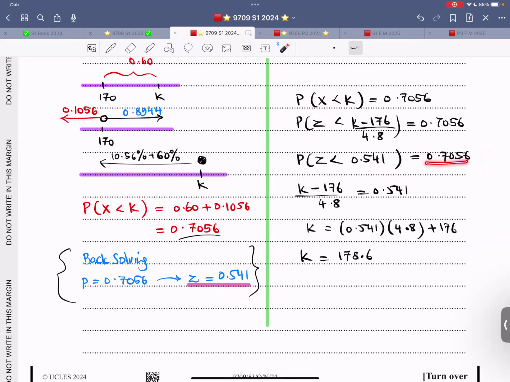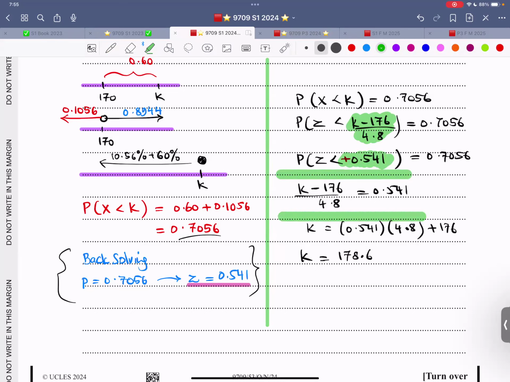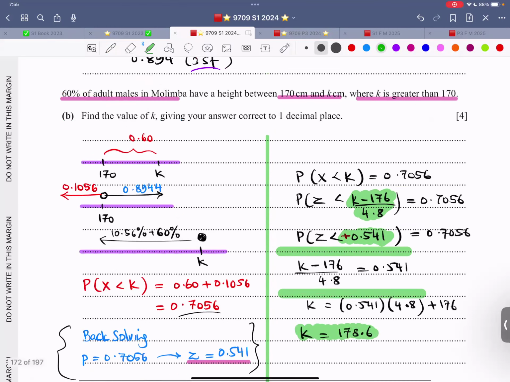You wrote it. The rule is when this is more than 50% and there is a lesser sign, therefore Z value is positive. So make sure you write the correct sign. And then what is the next step? The next step is that you equate K minus 176 over 4.8 should equal to 0.541. And that is how this equation is obtained. Make K the subject. So therefore, K comes out to be 178.6.